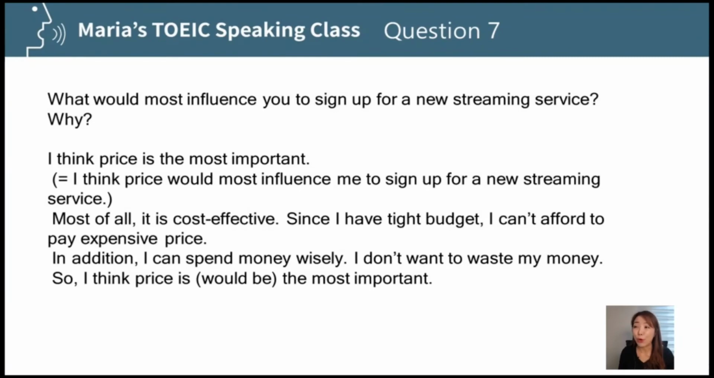그러면 가장 먼저 possible is cost effective. 그거는 비용 대비 효율적이에요. 가격이 저렴한 게 since I have a tight budget, 예산이 빡빡하니까 I can't afford to pay expensive price. 비싼 가격을 제가 낼 수가 없고요. In addition, 게다가 I can spend money wisely. 돈을 현명하게 저는 쓰고 싶어요. 재생 프로그램 그런 가입하는데 너무 많은 돈을 쓰고 싶지 않은 거죠.